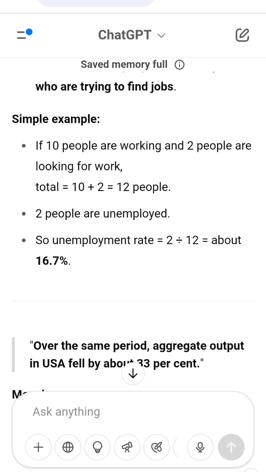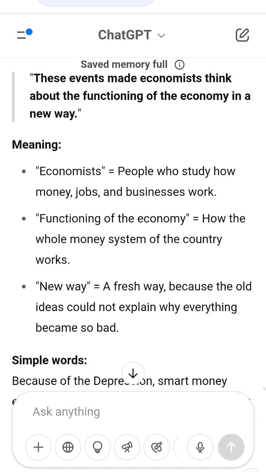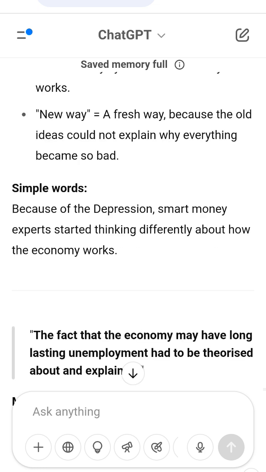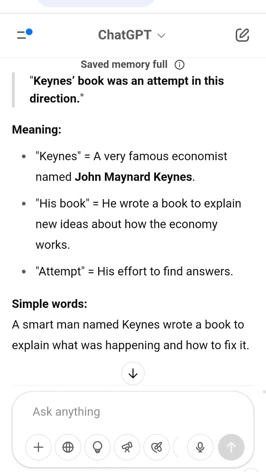4. Output, or production, also dropped a lot. The total goods and services produced in America fell by about 33%, one third less than before. 5. Economists realized they needed new ideas. The old way of thinking couldn't explain why the economy stayed broken for so long. They understood that unemployment could last for many years, not just a few months.